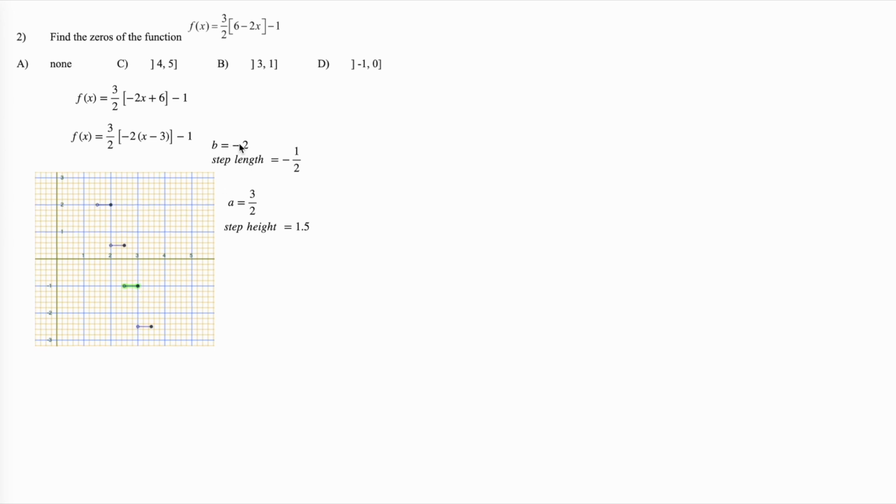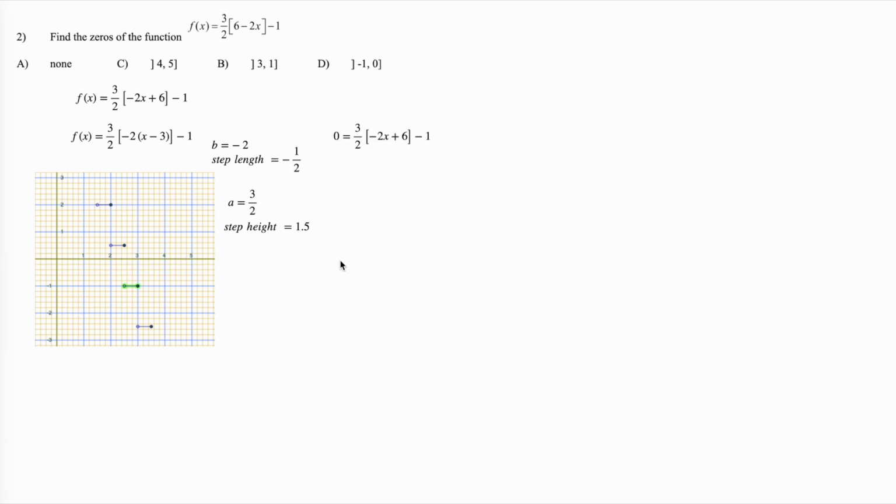Because the b is negative 2, the step length is negative 1/2. I'm going to go this way. I'm going to go in the negative direction, 1/2. Then the step height is positive 1.5. Go up 1.5 to get to the next step. That's what the graph looks like. They're asking us to find the zeros, and as we can see from the graph, there's no zero.